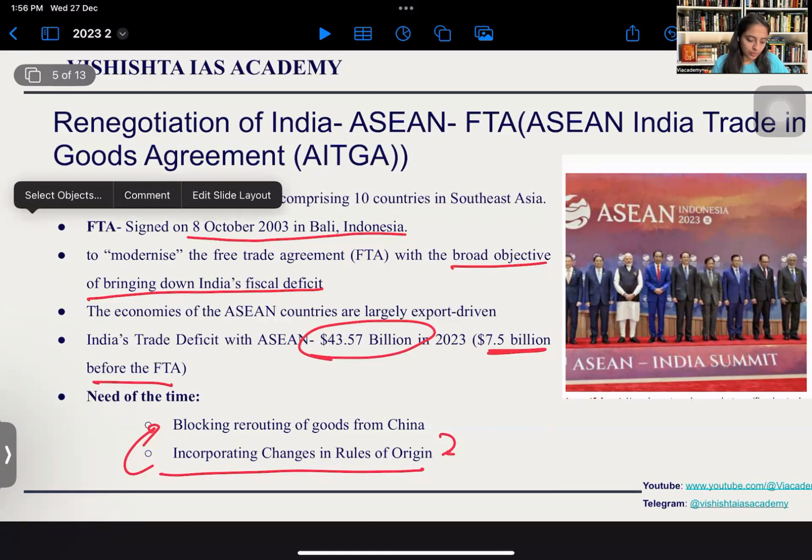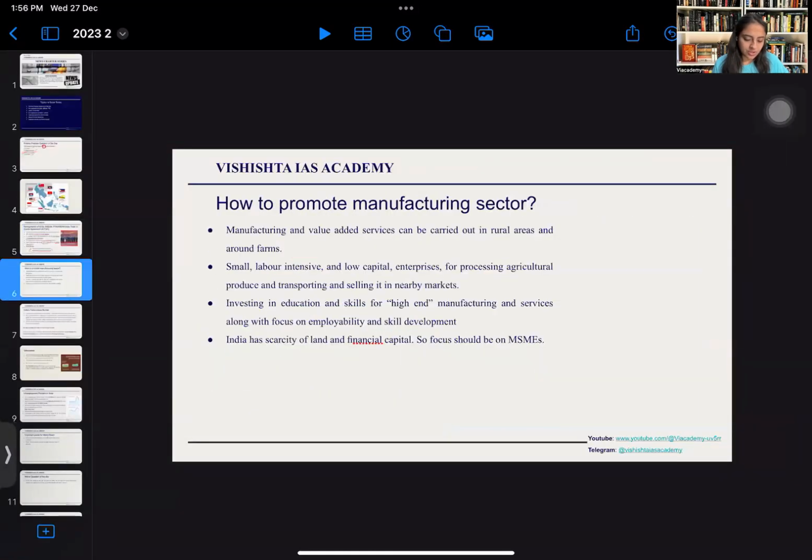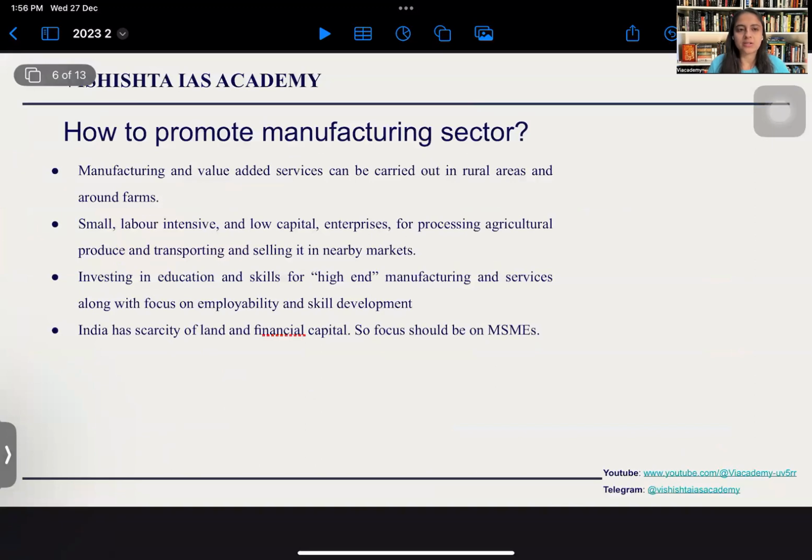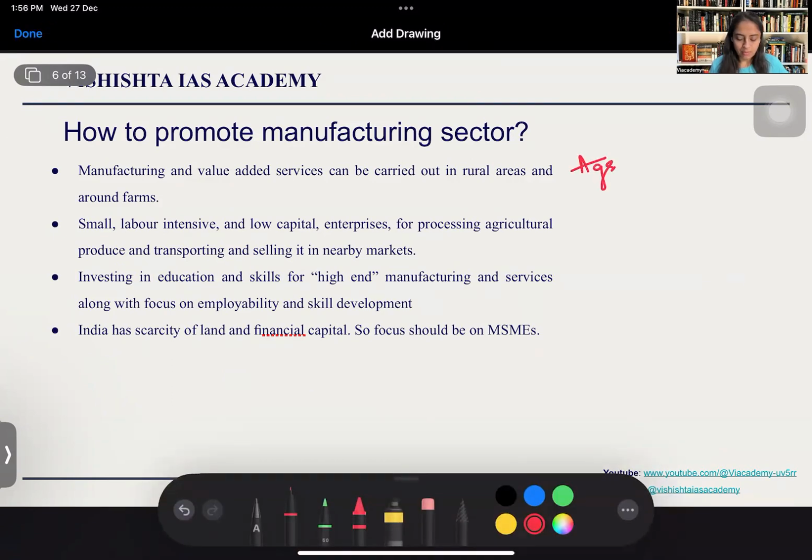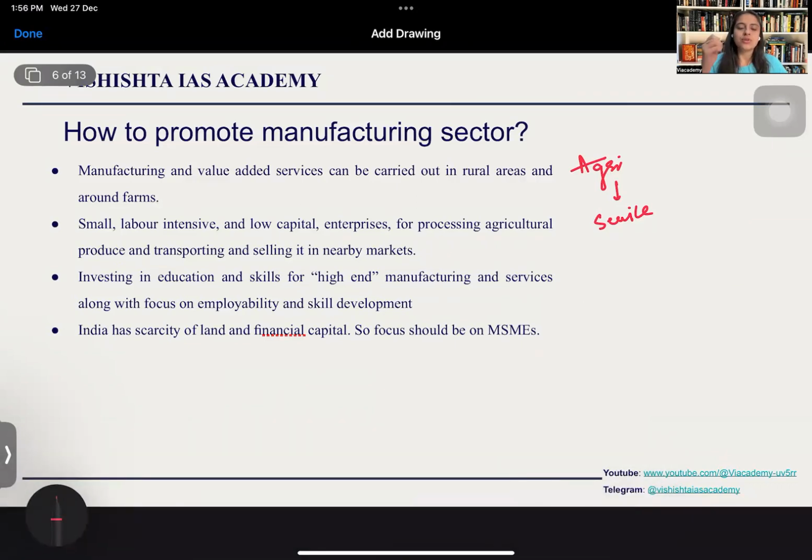Okay, so we'll move on to our next news, which is how to promote manufacturing sector. So as you all must be knowing, India has had a jump directly from agriculture to service sector. And in this, the manufacturing sector has basically had to suffer. So now we are talking about promoting manufacturing sector because that forms a very basic source of economic growth.